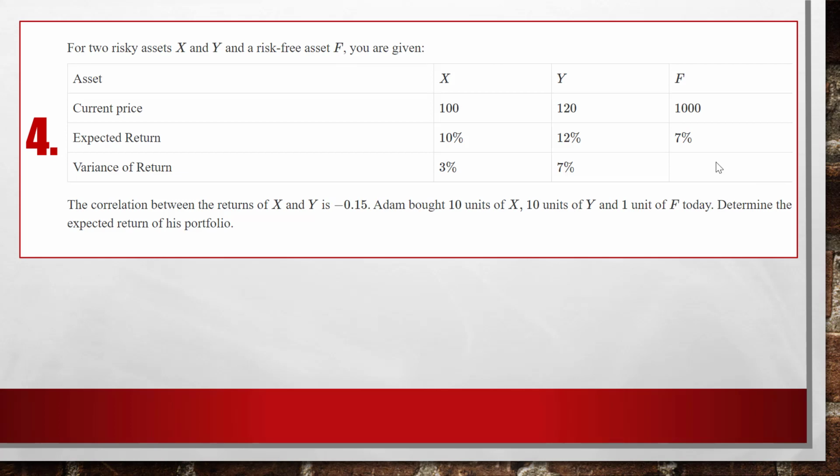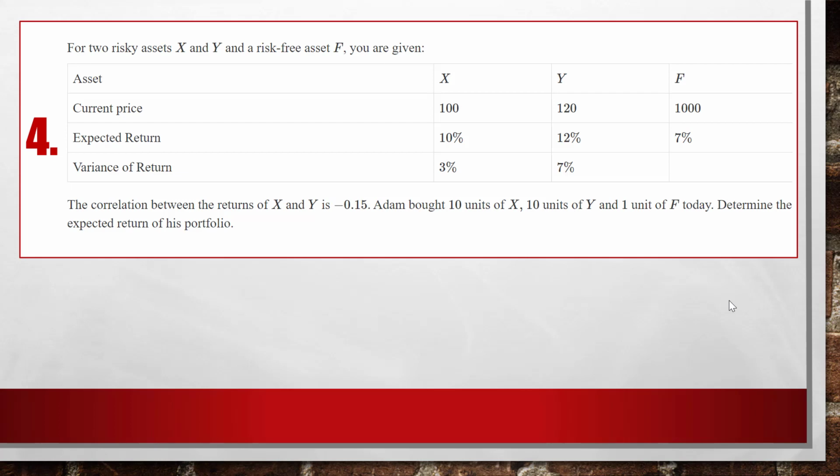The correlation coefficient between the returns of X and Y is negative 0.15. Negative here, by the way, means they have the opposite relation. That means when X increases, Y would decrease, and when X decreases, Y increases. Adam bought 10 units of X, 10 units of Y, and 1 unit of F today. Determine the expected return of his portfolio.